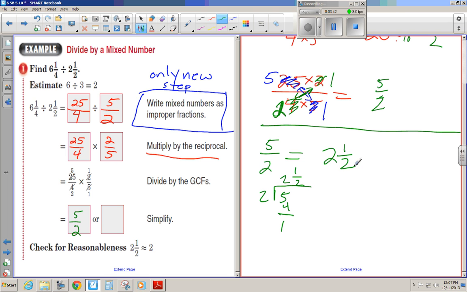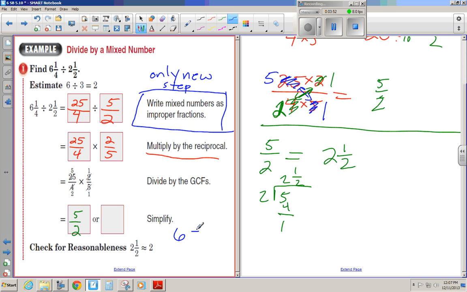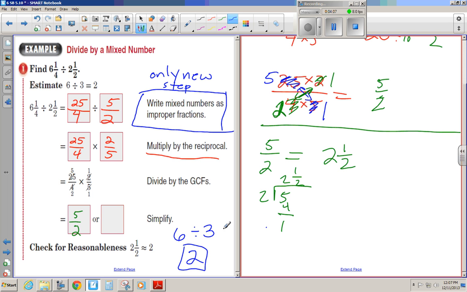So that's our solution. Now, this bottom part says to check for reasonableness. Well, if I had estimated 6 1/4 as 6, divided by, we could round 2 1/2 up to 3. 6 divided by 3 is 2, which is very reasonable to our solution.